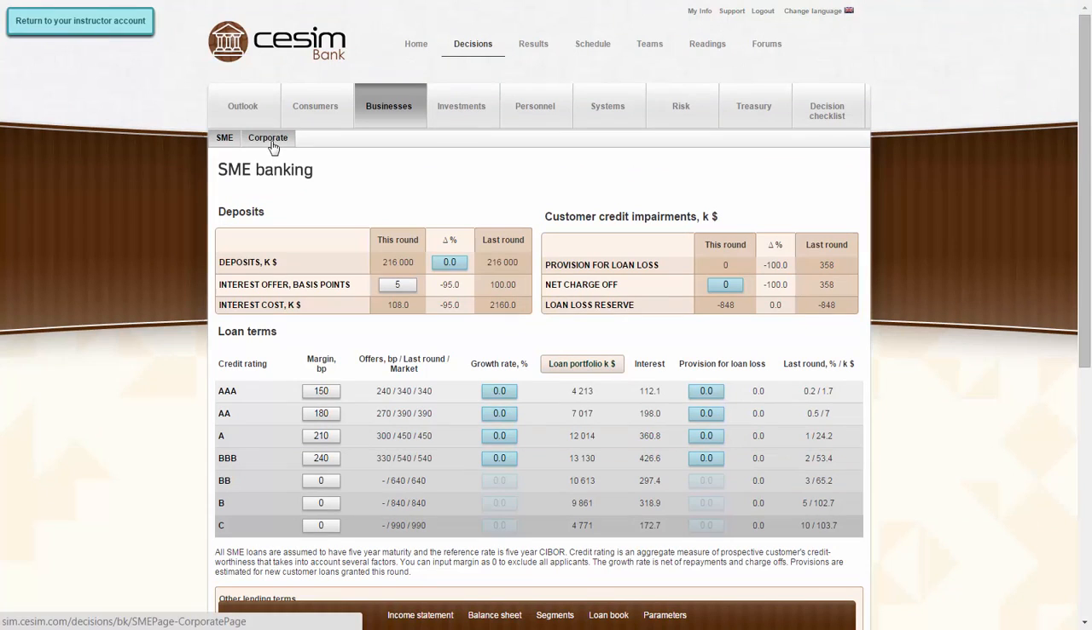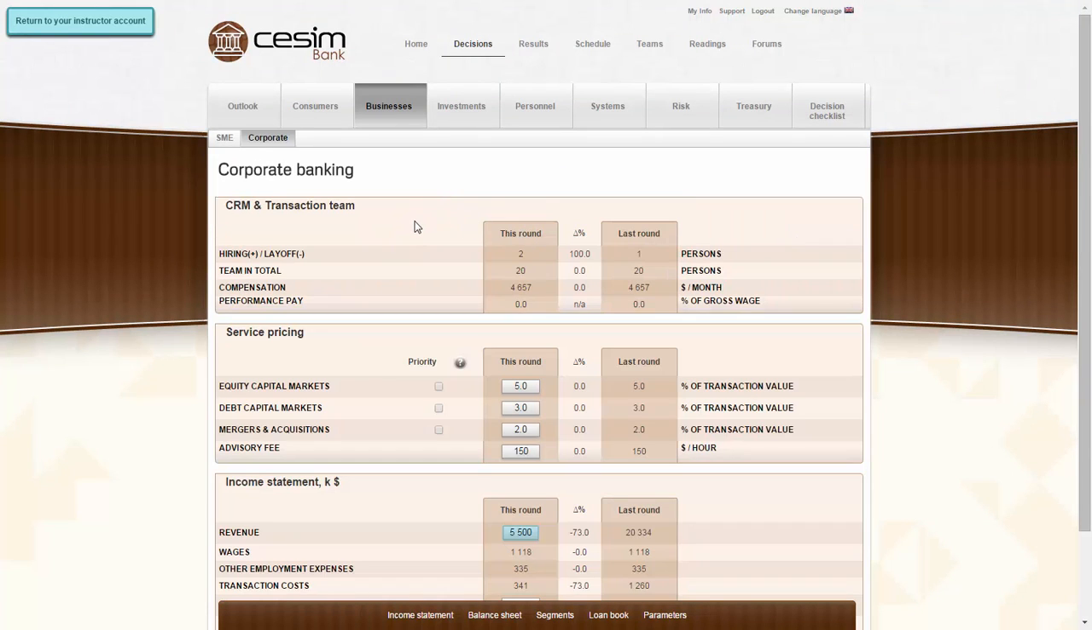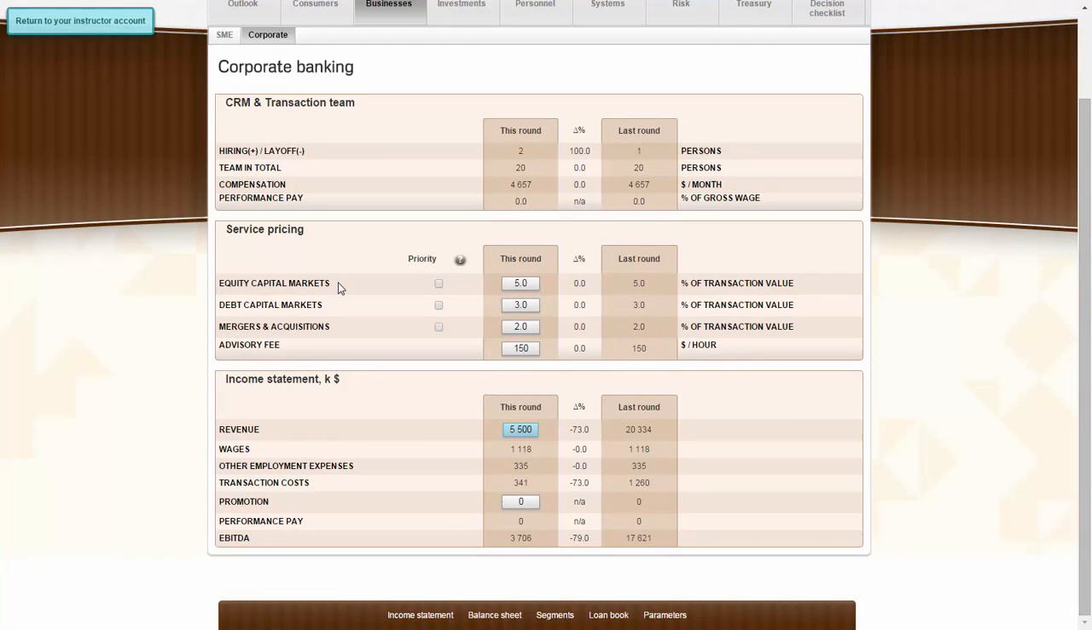Okay, now the next page that we find here is the corporate banking, and this is also an optional module. Here we offer different services to the corporate customers, mainly to the large corporations. There are options between equity capital markets, debt capital markets, mergers and acquisitions, and then we can also sell hourly based advisory fees. We can also decide how we prioritize these different offerings, and we make an estimation about the revenues, and then we decide how much money we will be spending in the promotion of these services. All this is service based fees, and the pricing is done as a percentage of the transaction value.